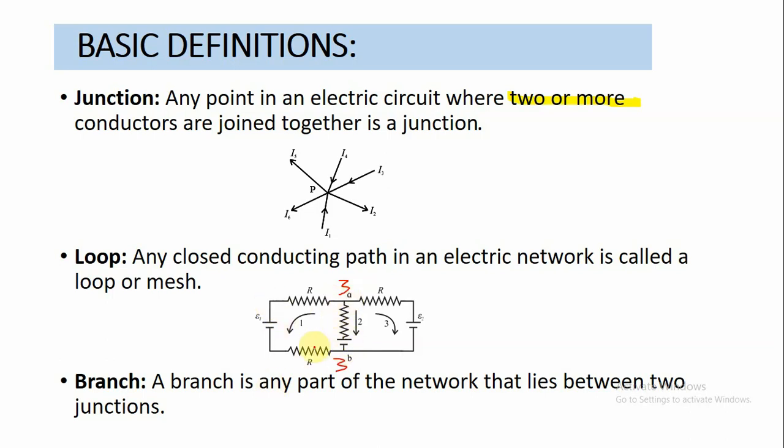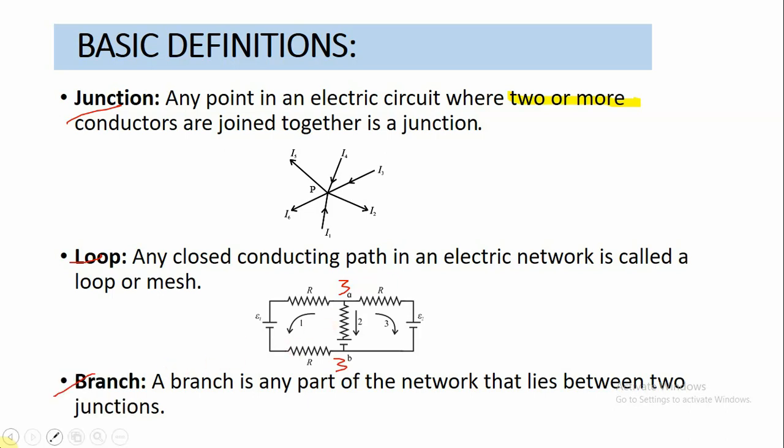So this is a mesh, this is a mesh, this complete thing is a mesh, and this is a branch. This is junction 1, this is junction 2. So in this figure you can point out everything: junction, loop and branch. All three things you can point out in this electrical circuit. Okay, so I hope the three basic definitions are clear.